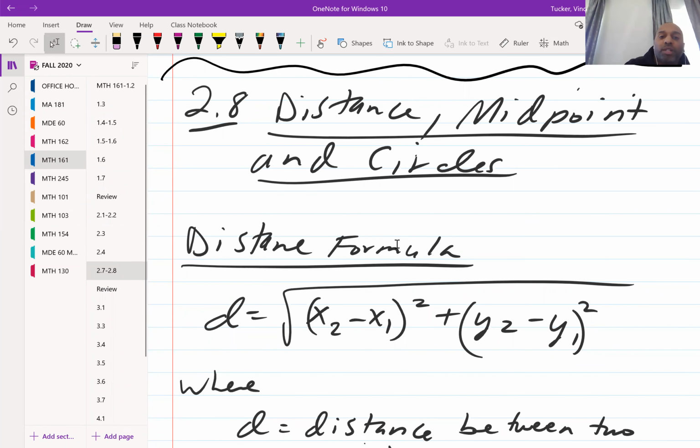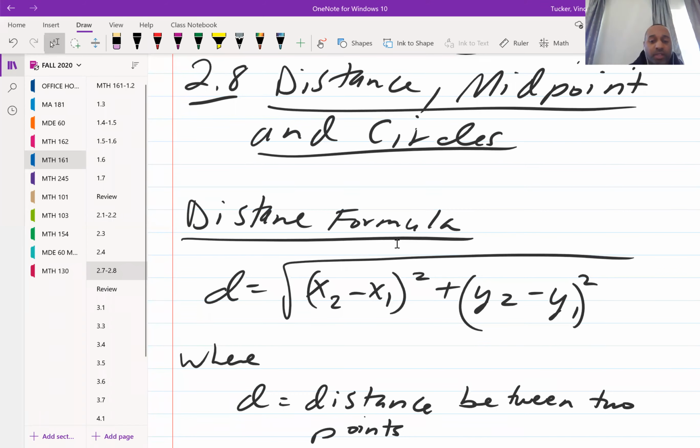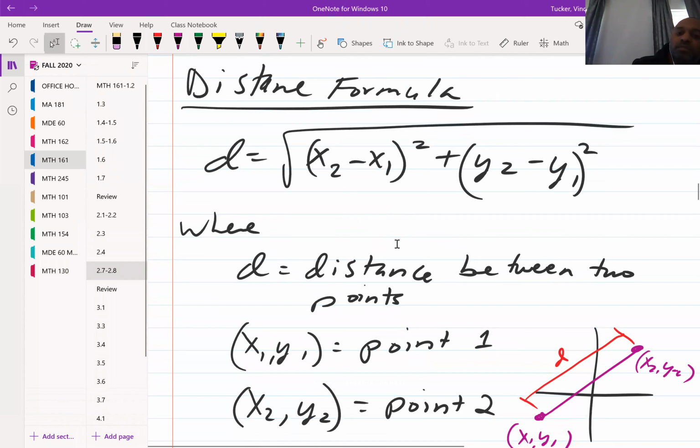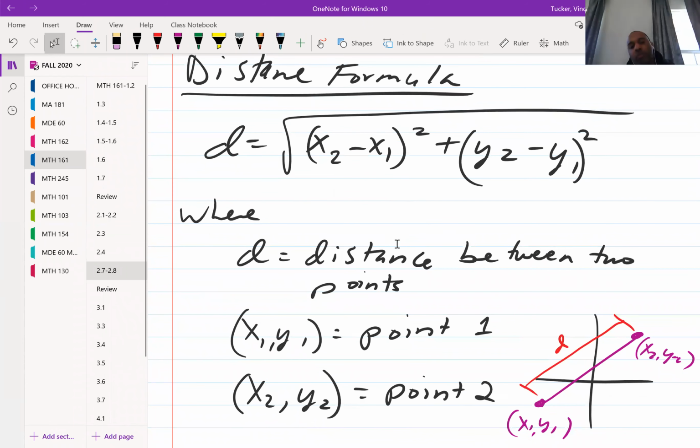All right, and the first one we're looking at, like I said, is the distance formula, where d is going to represent the distance between 2 points. I'll scroll up to the rest of it as soon as I feel like everybody's done copying. So point one would be x1, y1, point two, x2, y2. And like I mentioned, distance d is the distance between the 2 points.